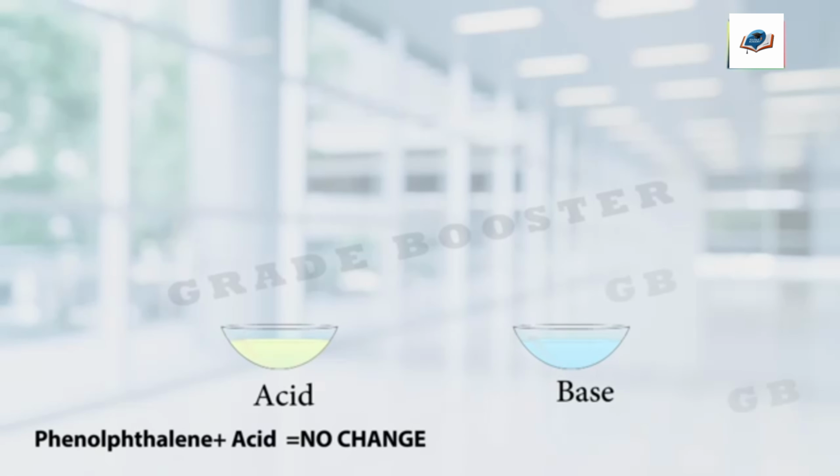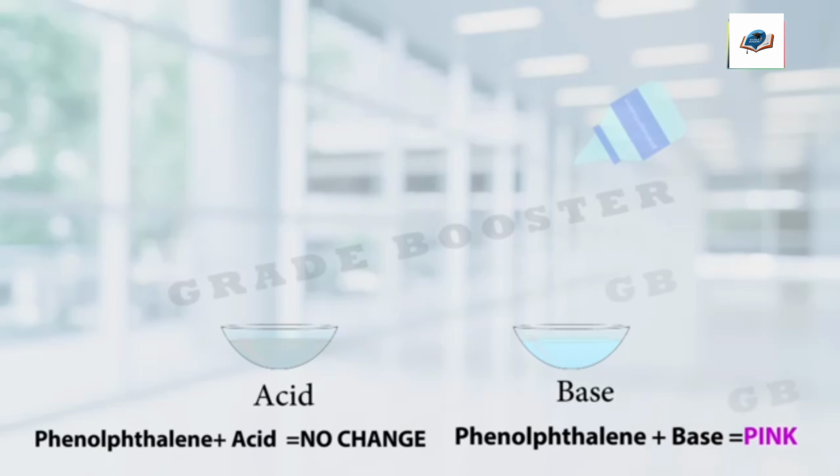So the other synthetic acid-base indicator, phenolphthalein. When phenolphthalein is added to an acid, there is no color change. Phenolphthalein plus acid, no color change. But when phenolphthalein is added to a base, it gives pink color. Phenolphthalein plus a base, pink color.